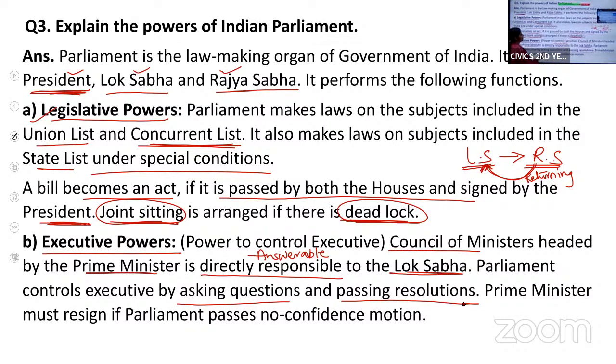If the government, that is the Prime Minister and his ministers, fail to satisfy the members of Lok Sabha, if they fail to give satisfactory answers to the questions, then the Parliament can pass a no confidence motion. Once the no confidence motion is passed, the Prime Minister and his ministers must resign. So here the executives are controlled by the legislature by asking questions and passing resolutions.